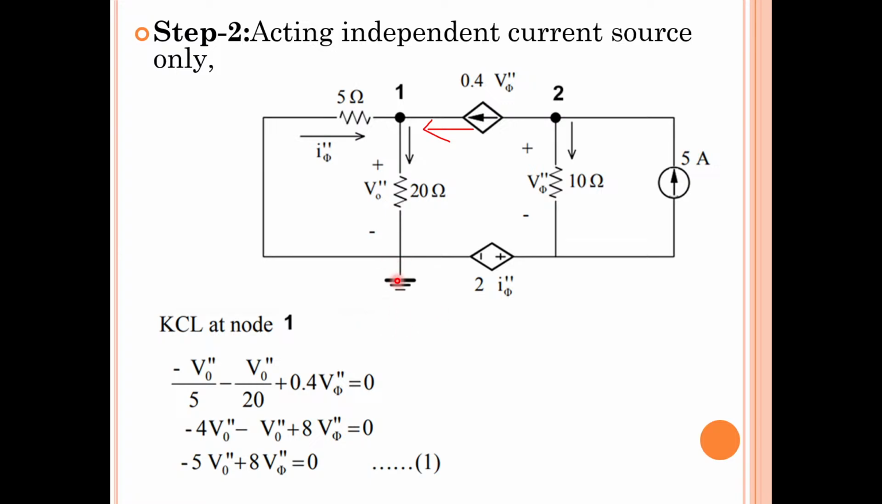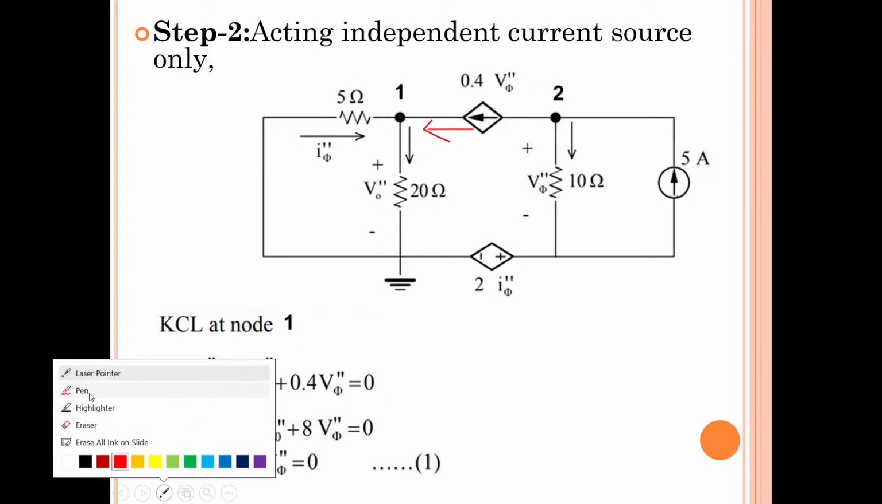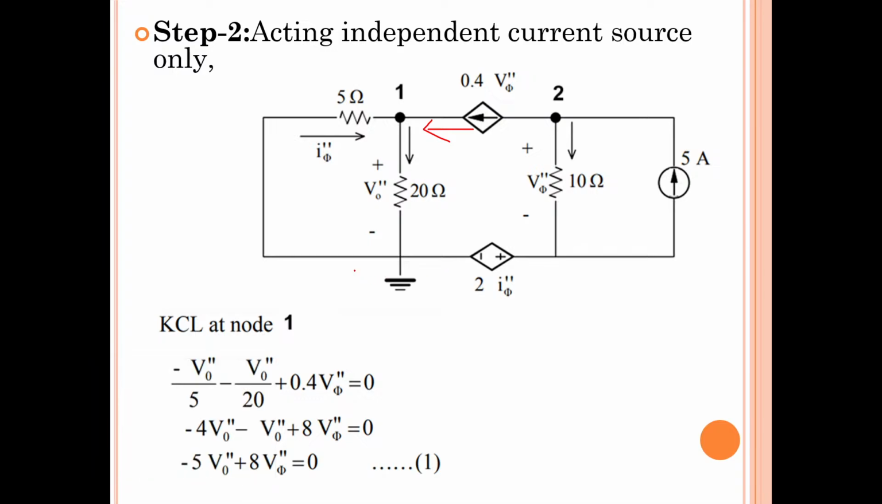So here it is ground, isn't it? I hope you know ground means reference. Ground is connected to the reference node, and voltage at the reference node is always 0. So now what is the current in this branch? The current is the entering current. So 0 minus V1.